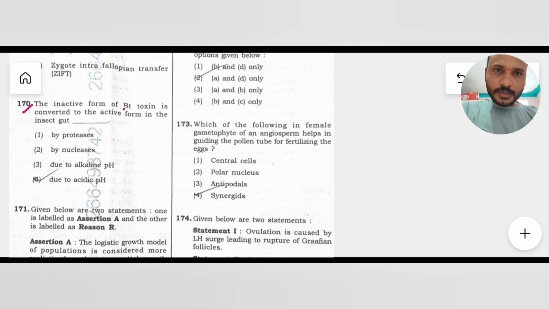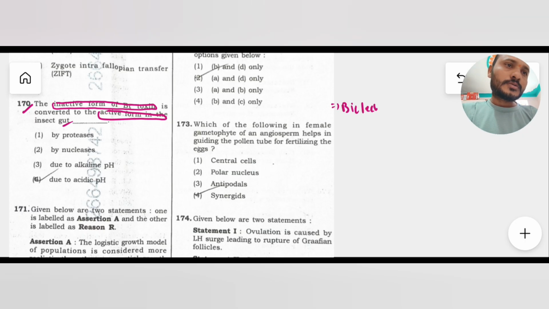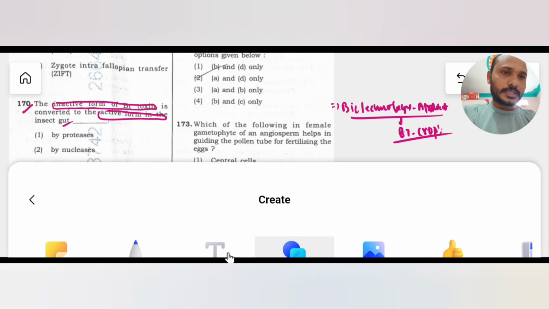The inactive form of Bt toxin is converted to the active form of toxin in the insect gut by protease enzyme, by nuclease enzyme, due to alkaline pH, or due to acidic pH. And this question is from the biotechnology applications topic, which mainly focuses on Bt toxin and Bt crops. So here we will discuss Bt in detail.